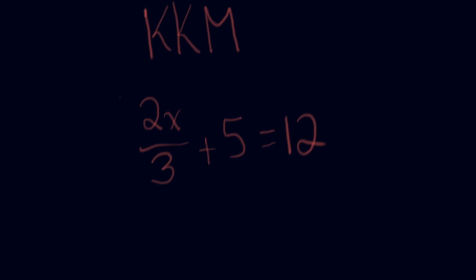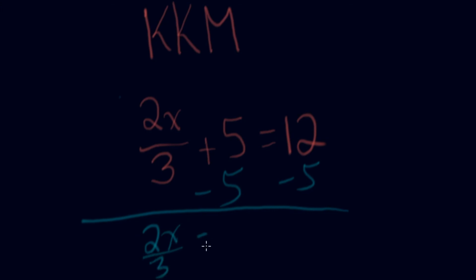You would have to go and subtract both sides by 5 first before you did the multiplying. Okay? So now you would get 2x over 3 is 7. Whew. Now you would go and multiply both sides by 3 over 2.